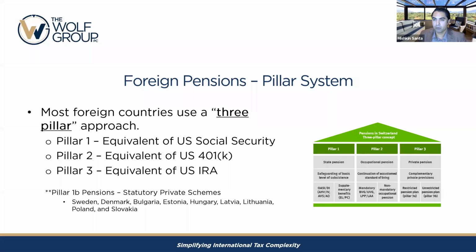The first tier or tiers are typically going to be the equivalent of US Social Security. The second tier is going to be some kind of employer-mandated or government-mandated employer retirement plan. And then the third is typically going to be a self-directed plan, similar to a US IRA, some kind of voluntary or self-directed plan that a lot of people can access within that country. So definitely you want to center yourself on that.